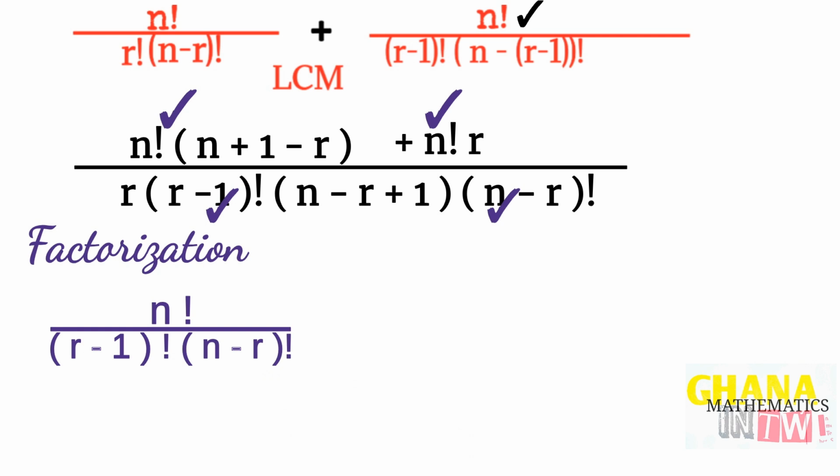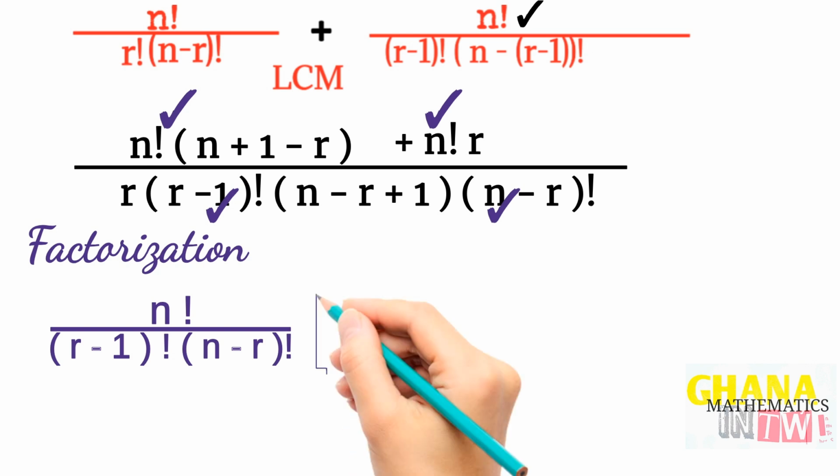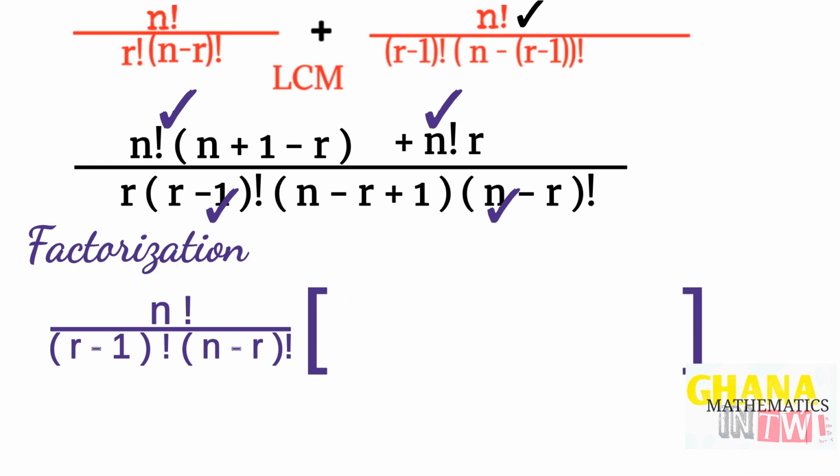Now I have big square brackets, a big square brace. Now I have n plus 1 minus r plus r, all over r times n minus r plus 1. So in the big square braces, you know, n factorial is out. Then we have n plus 1 minus r plus r.